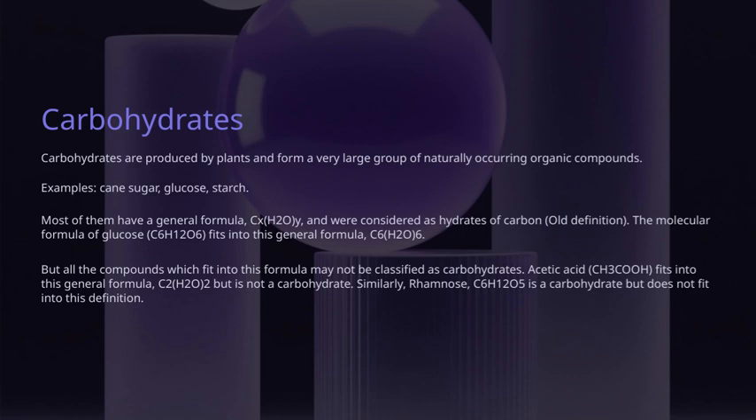These compounds are primarily produced by plants and make up a huge group of naturally occurring organic molecules. So, to sum up, while many compounds follow this general formula, only certain ones truly qualify as carbohydrates based on their structure and origin. And understanding this distinction helps us appreciate the diversity and significance of carbohydrates in nature.